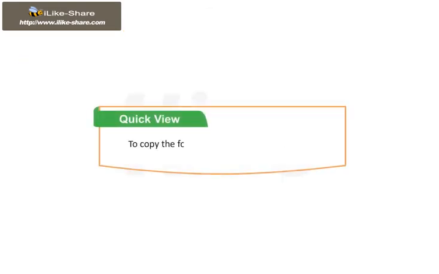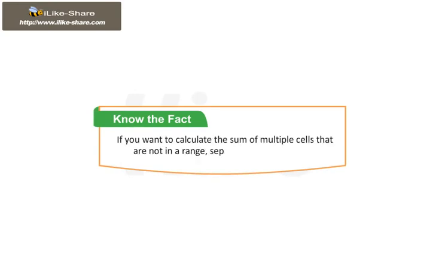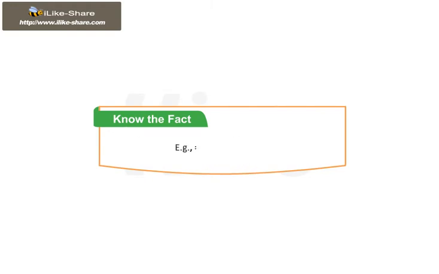Students note that to copy the formula from the above cell, press Ctrl plus apostrophe. Students note the fact, if you want to calculate the sum of multiple cells that are not in a range, separate each cell address by a comma. Example: equal to SUM(C4, C6, C8).